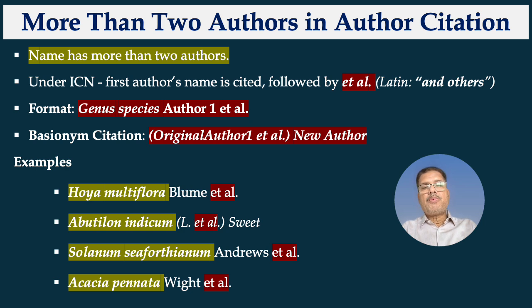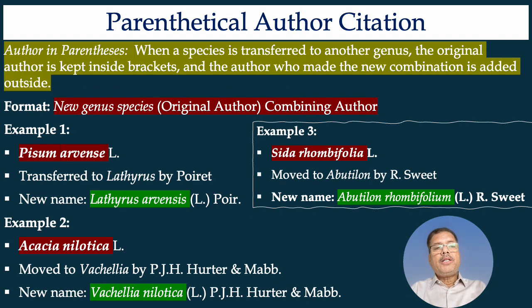For example, names like Hoya multiflora and Solanum seaforthianum clearly show this format. Even in the recombination, as seen in Abutilon indicum, the principle remains the same. These citations ensure clarity while respecting the contributions of the multiple authors involved in taxonomic processes. Parenthetical author citation is used when a species is transferred from its original genus to a new one.